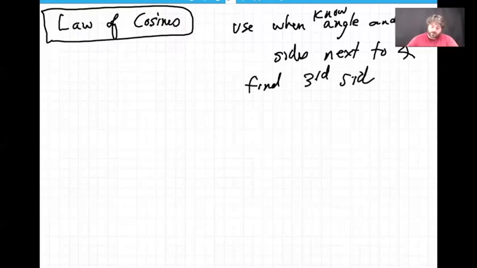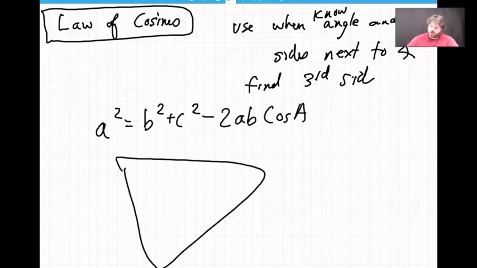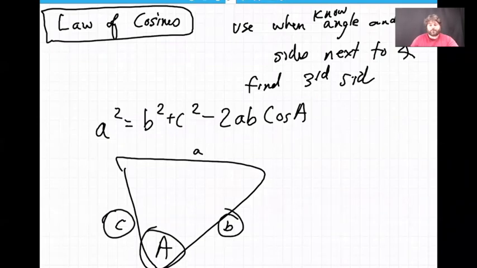So here we go. The formula is a squared equals b squared plus c squared minus 2bc cosine of A. Okay, so here we go. Here's our big angle A. Here's A that we're usually going to try to find. Here's the B and the C. So you've got to know these three, and then you can find that little a.